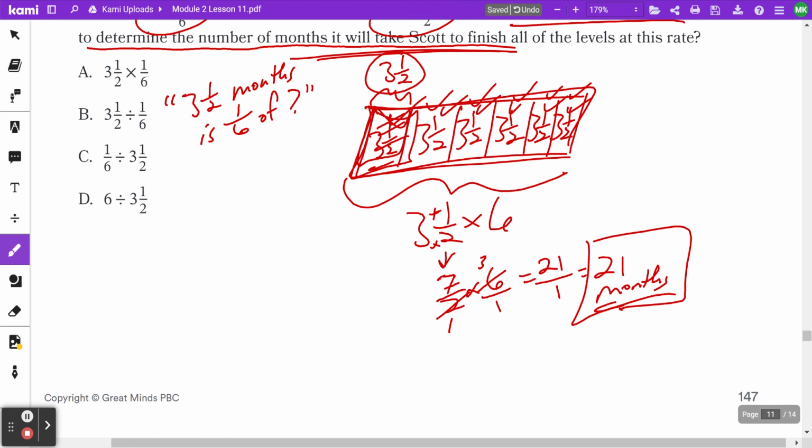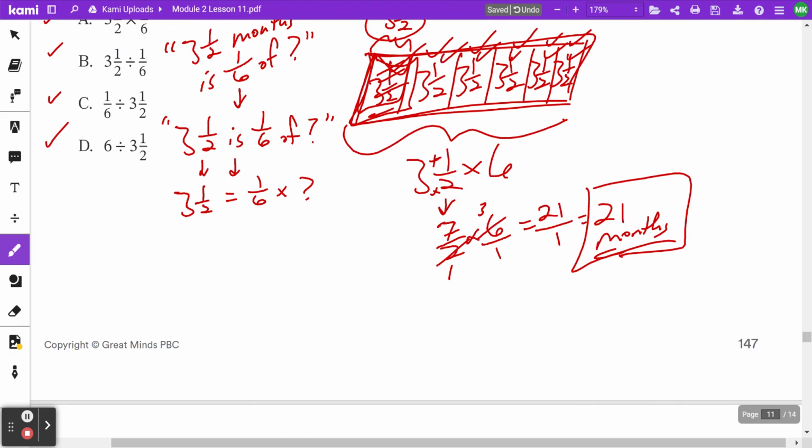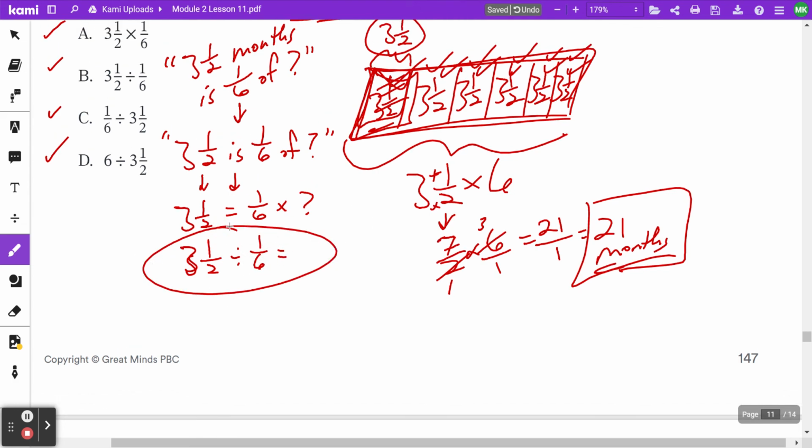Now they want to know which one of these expressions represents that. Let's go back to this for a second here. So 3.5 is 1/6 of some value. Let's translate. 3.5 is, that's an equal sign, 1/6 times something. Or 3.5 divided by 1/6 equals, there it is, right there.